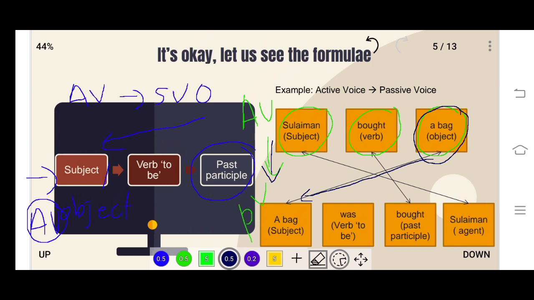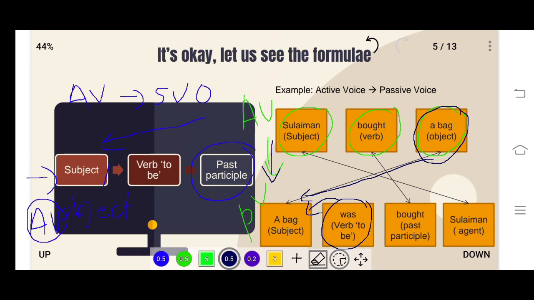The next thing is we must add, after the subject, the verb to be. The verb to be is was, because we know from the verb bought that it is past tense, so the verb to be must be in the past tense too. But how do we know whether to use the singular or plural verb to be? We look at the subject again. The subject is singular, so the verb to be here will be was.